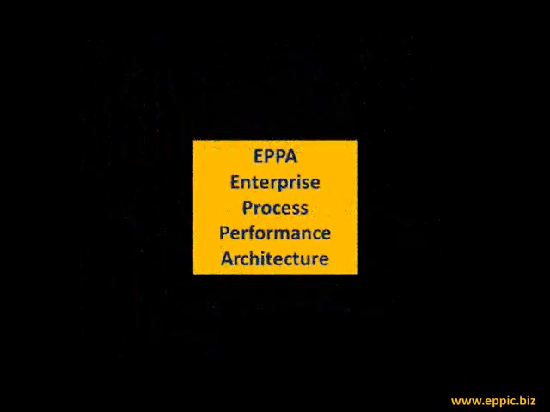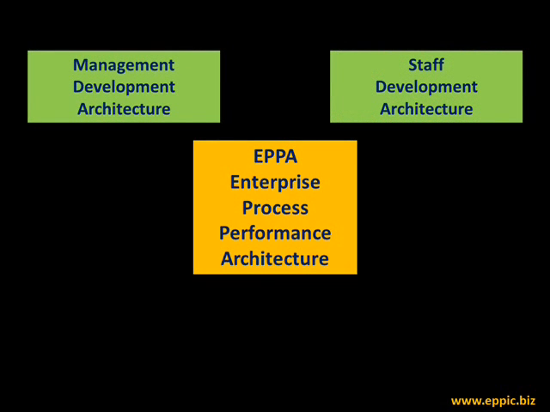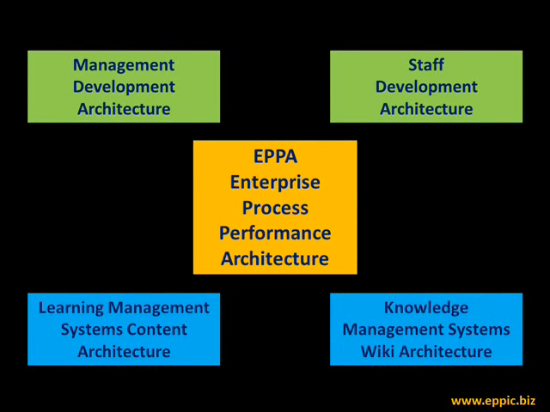Enterprise Process Performance Architecture. It's the center, the core architecture that will drive four other architectures of great importance to the enterprise, its processes, and its ability to perform. First of all, there's the management development architecture. Secondly, the staff development architecture. Thirdly, the learning management systems content architecture. And fourth, the knowledge management systems Wiki architecture.